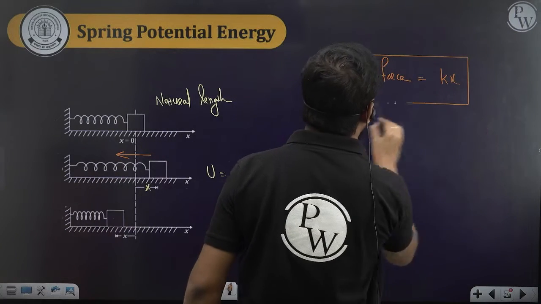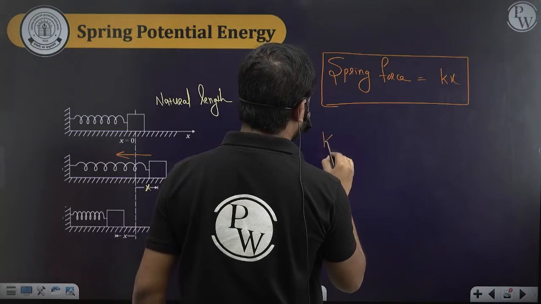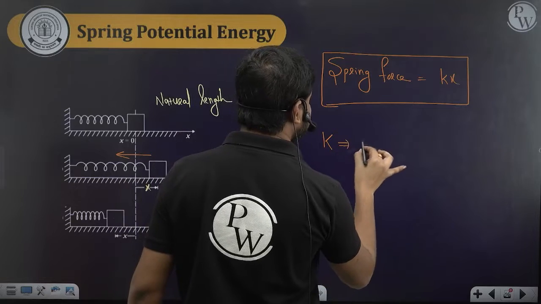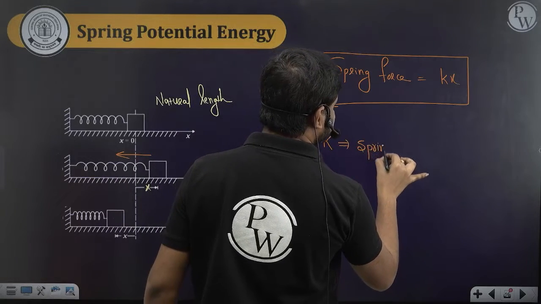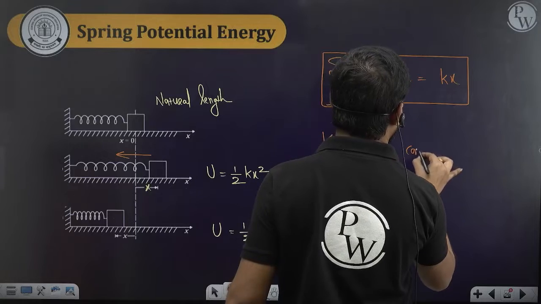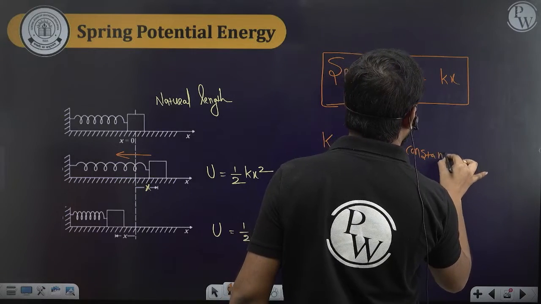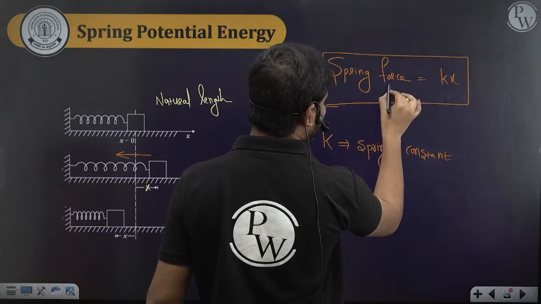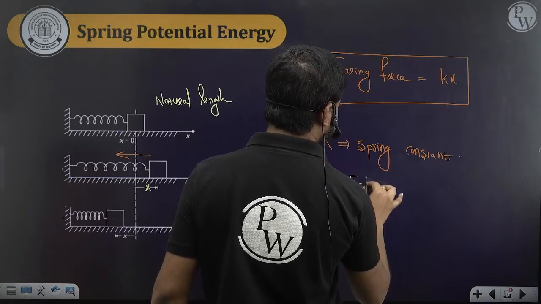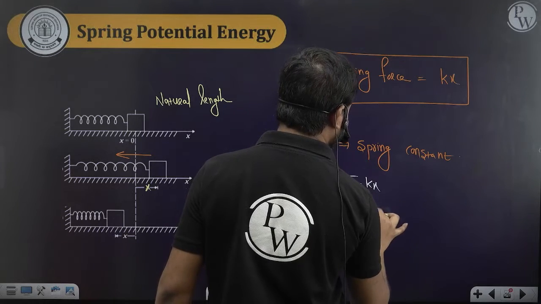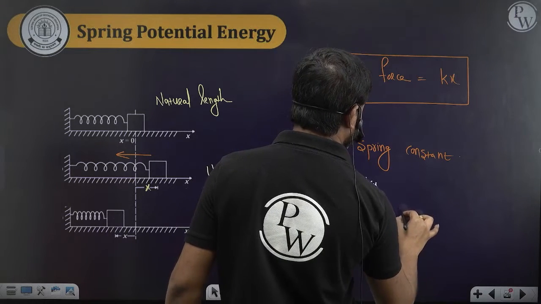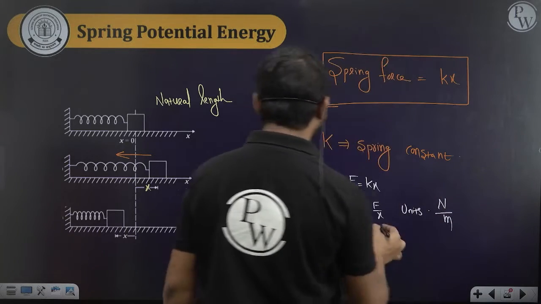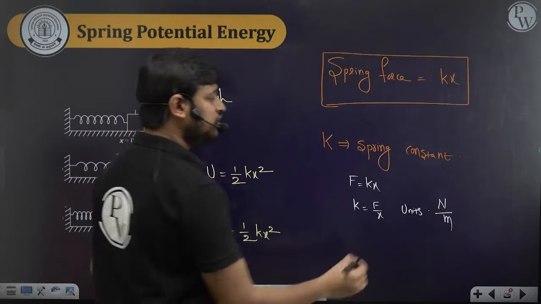Here k is called the spring constant. In the potential energy formula and in the spring force, in both cases, k is the spring constant. Okay, so what are the units for the spring constant? The spring force is F, so F is equal to kx. From here k is equal to F by x, so its units are Newton per meter, since x is a displacement.